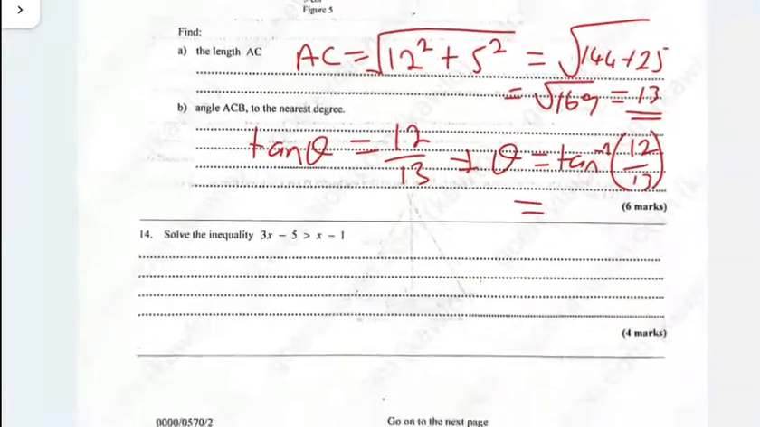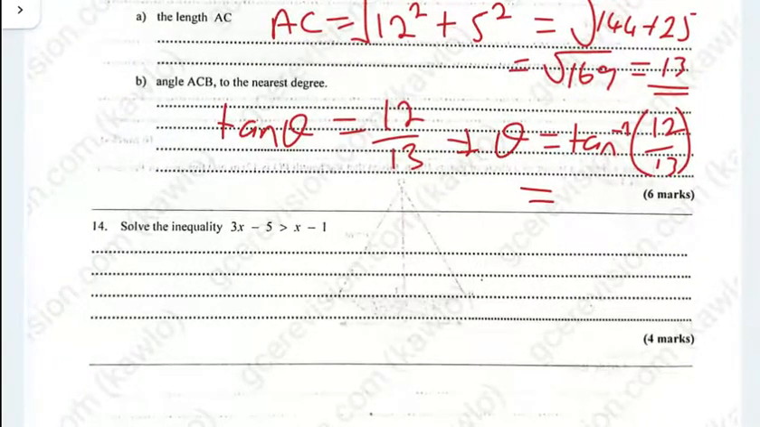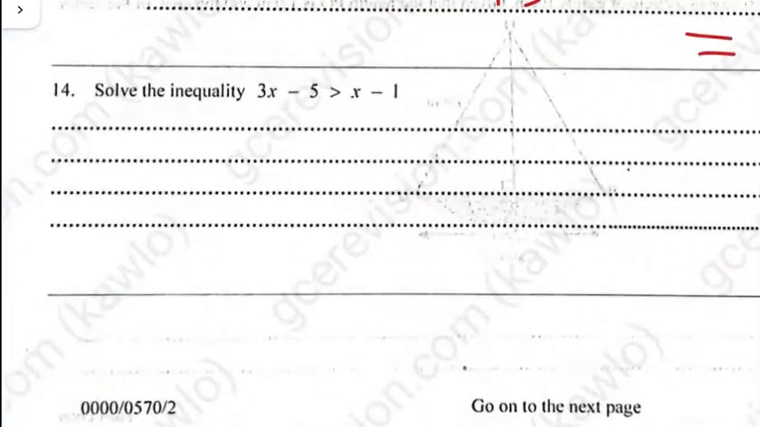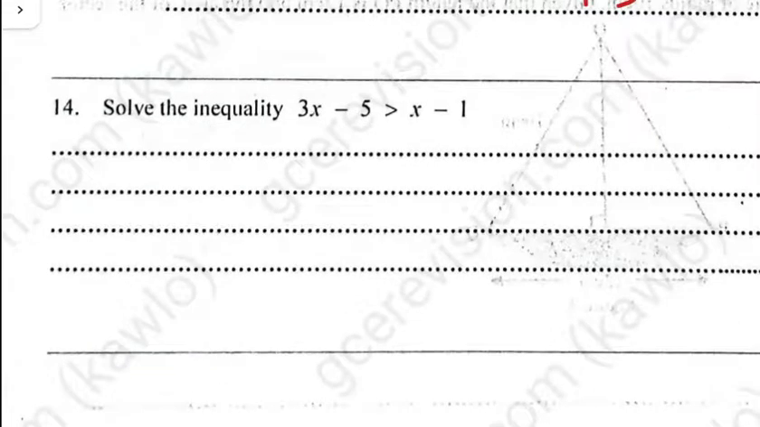Okay. Now question number 14. Solve the inequality 3x minus 5 is greater than x minus 1. Solve this inequality.